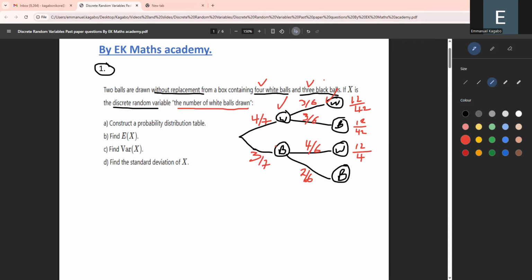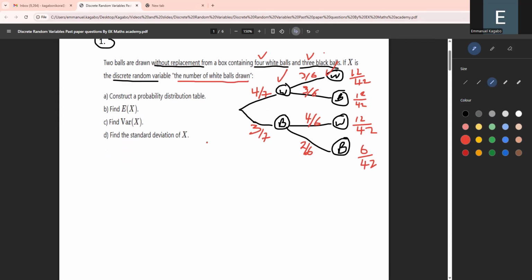Now, what about picking black and black? So you have to multiply these probabilities, and it's going to be 6 out of 42. Okay, this is 42, guys. Very good. Now, have you understood that? Now, construct the probability distribution table.